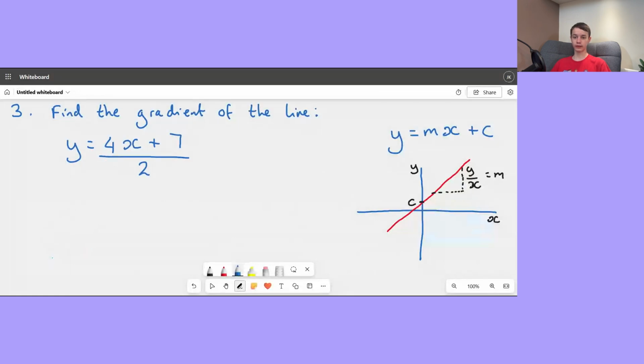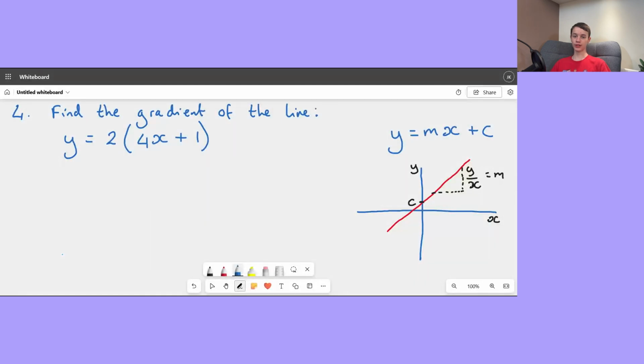The third one is sort of harder because we have y equals 4x plus 7, but the 4x plus 7 is over 2. So, we have a gradient, 4, because it's before the x, but we have to divide that by 2, which is 2. So the gradient of this particular line is 2.